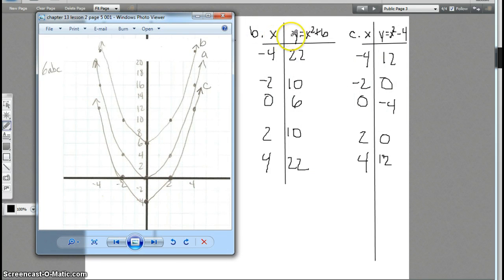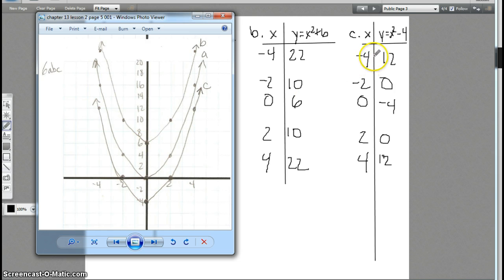Okay, now I'm going to move this over. For part B, our equation was y equals x squared plus 6. That's going to be this curve right up here at the top. And I want you to notice that where the graph turns around, where it goes from being a downhill function into an uphill function, is at y equals 6.